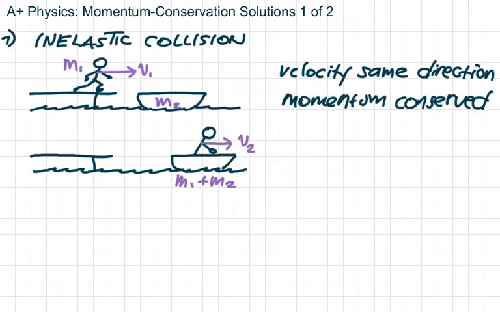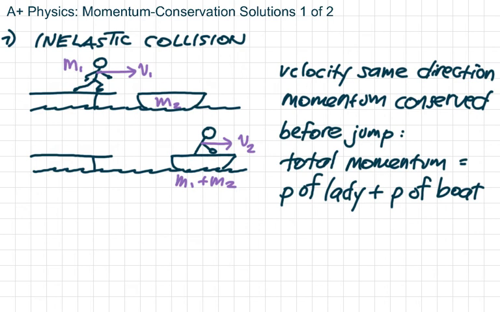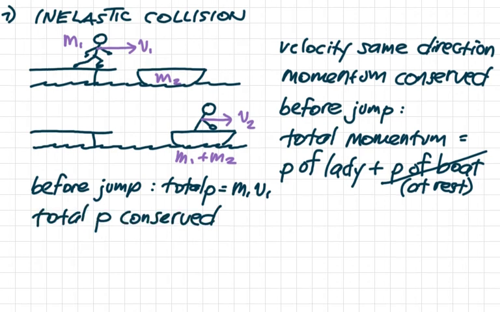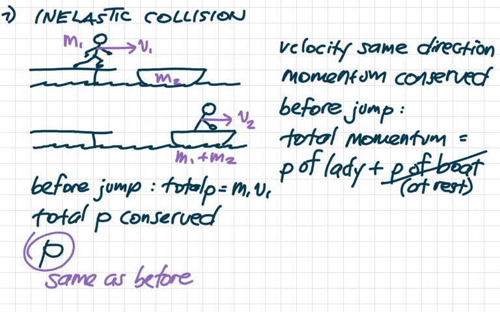Now, before the lady jumps into the boat, she has momentum, but the boat does not. The boat has no momentum because it's not moving. So she has a certain mv to start. So the total momentum is the momentum of the lady and the momentum of the boat. We just said the momentum of the boat is 0 because it's at rest. So before the jump, that total momentum is the mass of the lady times her velocity. Now that momentum is going to be conserved. So when she jumps into the boat, it's the same momentum number, same as before, equals mv.